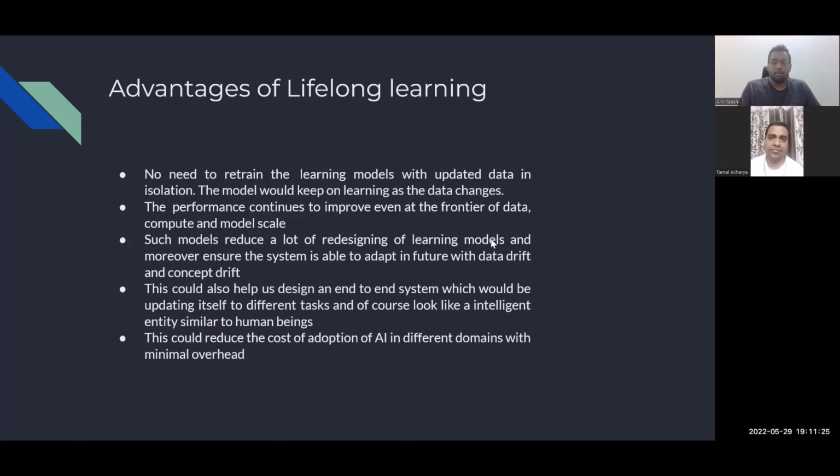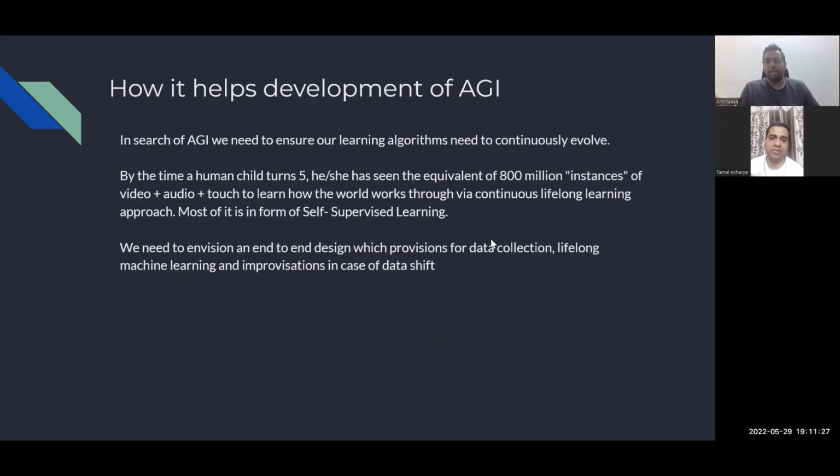Okay. And as Tamal has already said, in search of AGI, we need to ensure that our learning algorithms continuously evolve. Yann LeCun very recently mentioned this point in one of his Facebook or Twitter posts. By the time a human child turns 5, she has seen the equivalent of 800 million images or frames, not counting when she is sleeping.